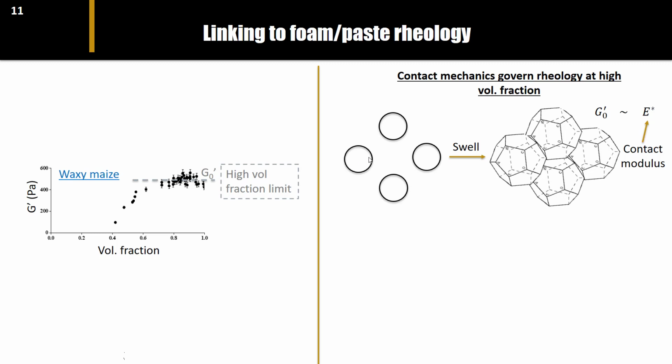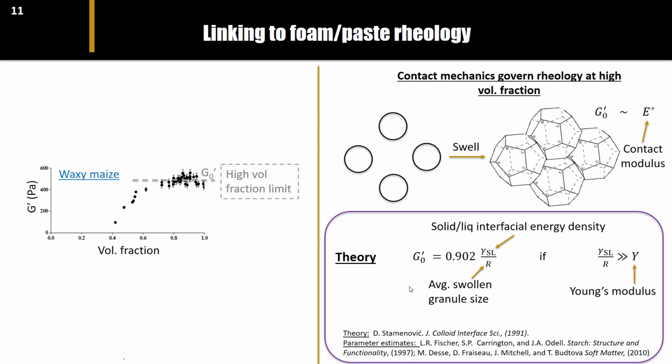In order to understand this, we look at theories that people have developed in the past. If you have granules that are swelling, in the high volume fraction limit, the rheology of the suspension is going to be determined by the contacts between the granules, which is determined by the contact modulus between the granules. Several theories have been published that give this limiting value of the storage modulus. In one of the theories, you see that this limiting value of the storage modulus scales as the solid-liquid interfacial energy density divided by the average swollen granule size, where this interfacial energy density is between the granule and water.